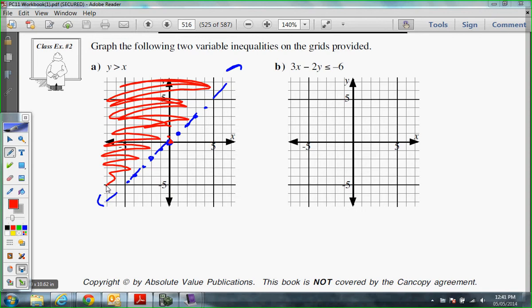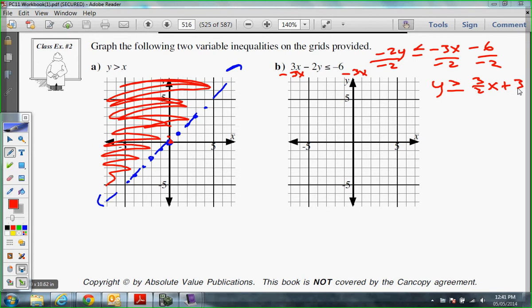This one, I want to have y by itself. So again, I'm going to go ahead and solve. Subtract 3x from both sides. I have -2y less than or equal to -3x minus 6. We're going to divide by -2, which means I have to flip the inequality. That gives me y greater than or equal to 3/2 x plus 3. Plus 3 means I start up 3. My slope is 3 up, 2 over. 3 up, 2 over. I'll also go in the reverse direction.